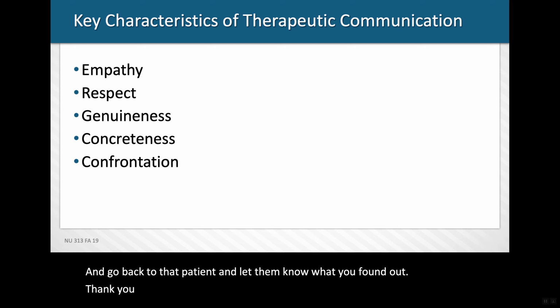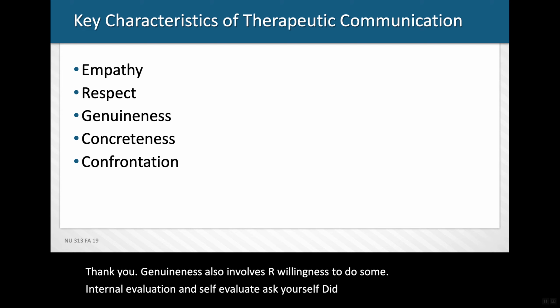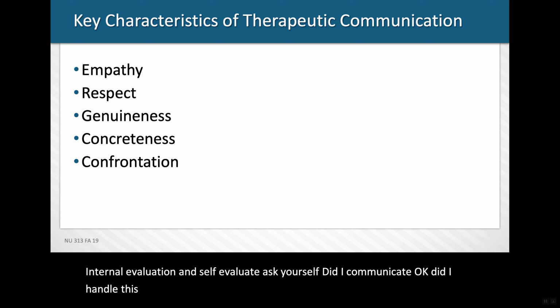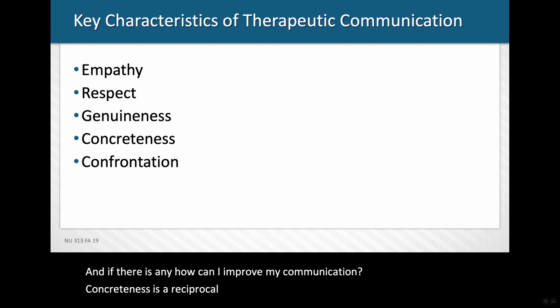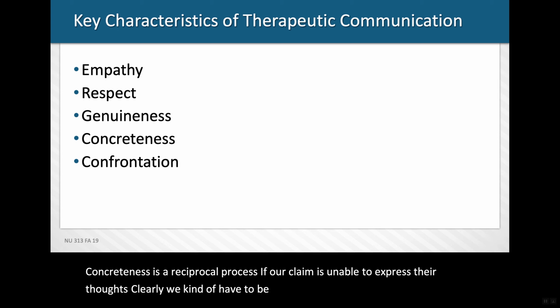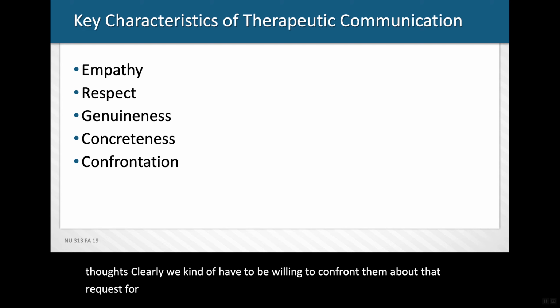Genuineness also involves our willingness to do some internal evaluation and self-evaluate. You ask yourself, did I communicate okay? Did I handle this situation appropriately? And if there is any, how can I improve my communication? Concreteness is a reciprocal process. If our client is unable to express their thoughts clearly, we have to be willing to confront them about that, a request for clarification. Similarly, we must be willing to be confronted if we're unclear.